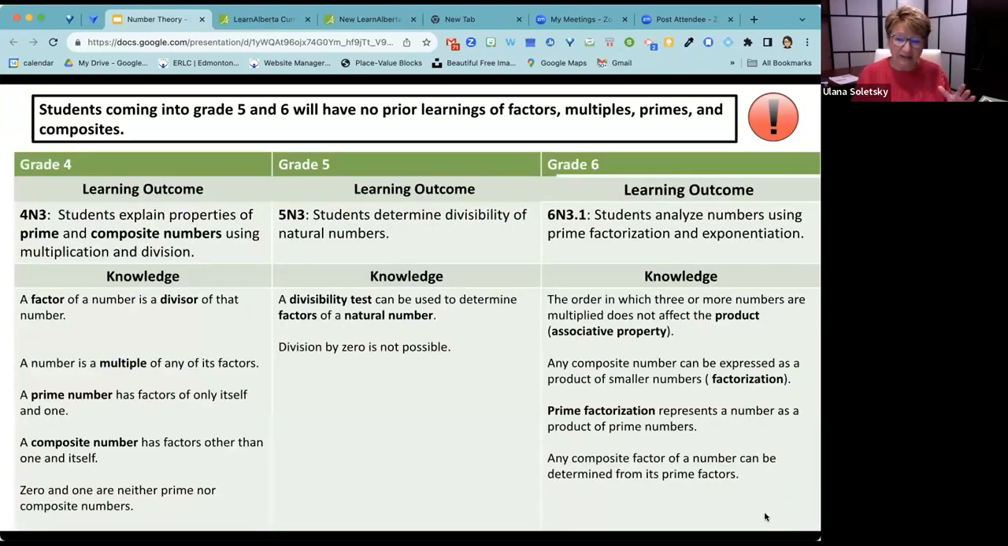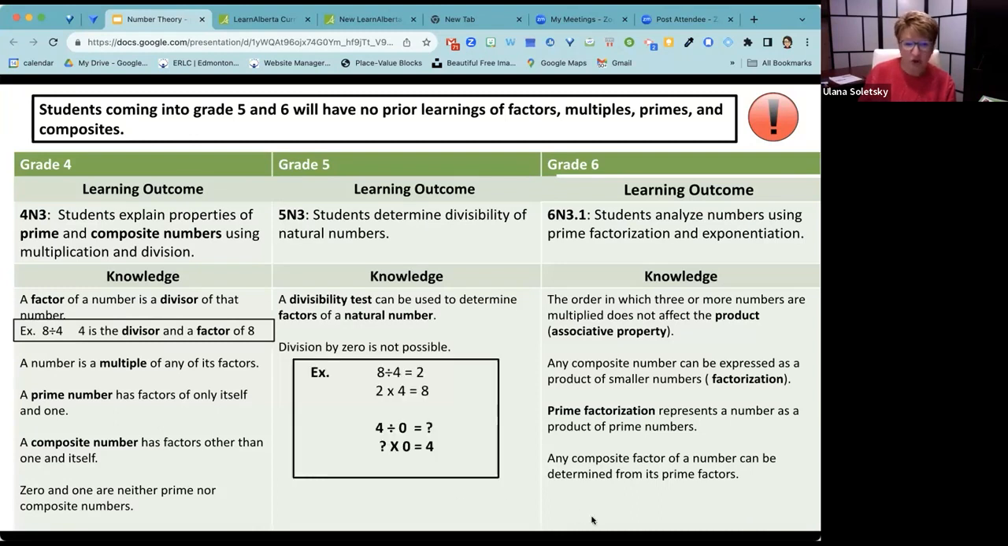So if we look at the curriculum, in grade 4 they explain the properties of prime and composite numbers using multiplication and division. In grade 5, they determine the divisibility of natural numbers. And in grade 6, they analyze using prime factorization and exponentiation.